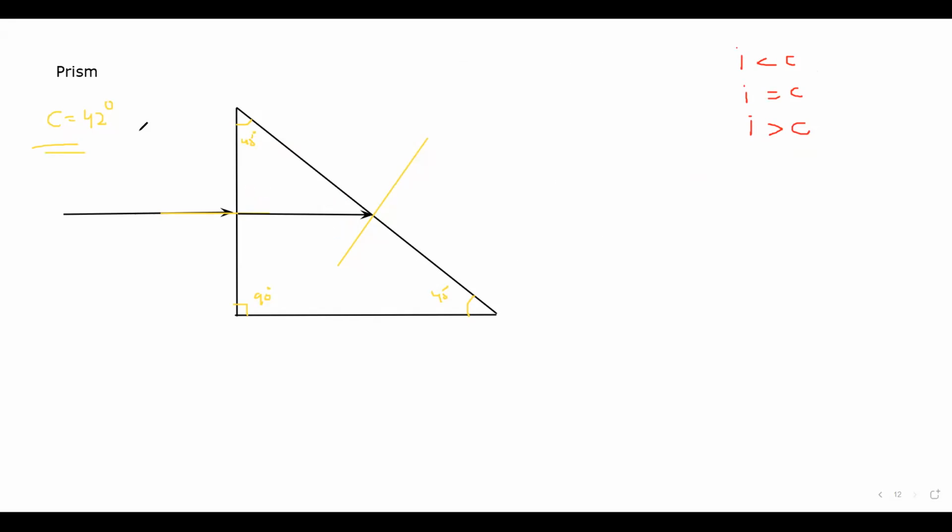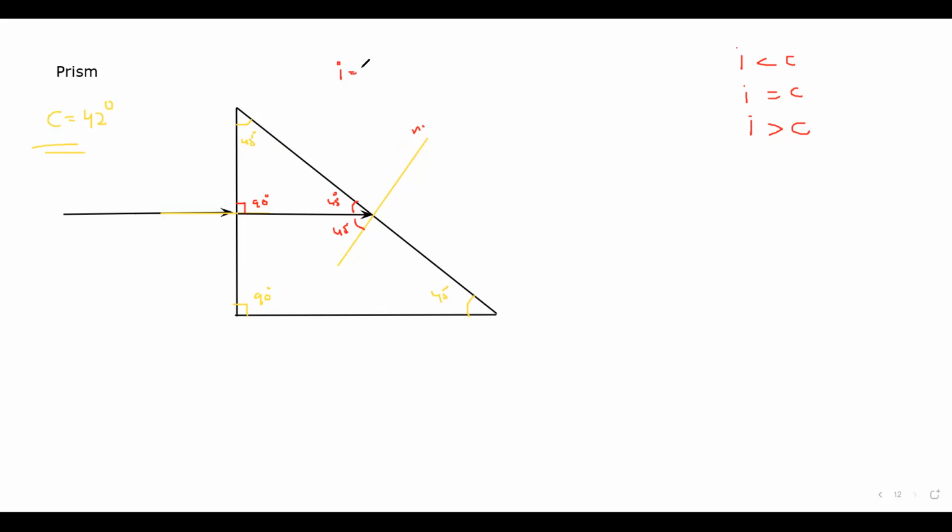Critical angle is 42. So this is a 45-degree prism. If this angle is 45, this one will be 90, so the remaining one will be 45, because the total sum of the angles of a triangle is equal to 180. And what about this one? The normal is making 90 degrees. If this angle is 45, the remaining 45 will be there. So the angle of incidence is 45.